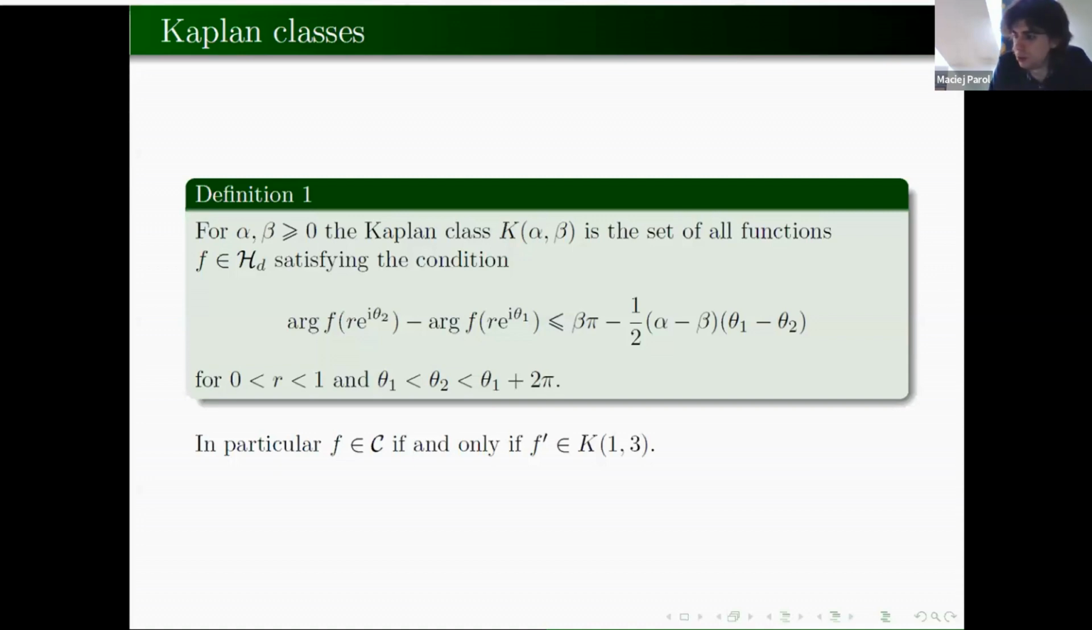And there are two main Kaplan classes. The class K13 is the class of all close-to-convex functions. If the derivative of function is in the class K13, then the function f is close-to-convex, and this is an equivalence. And similar situation if f prime belongs to class K02, then f is convex, and these two classes are the main. But in this presentation, I need only the class K13.